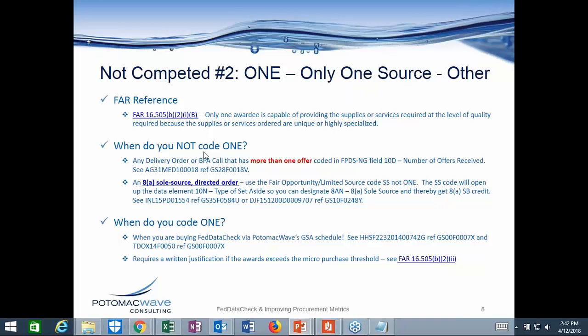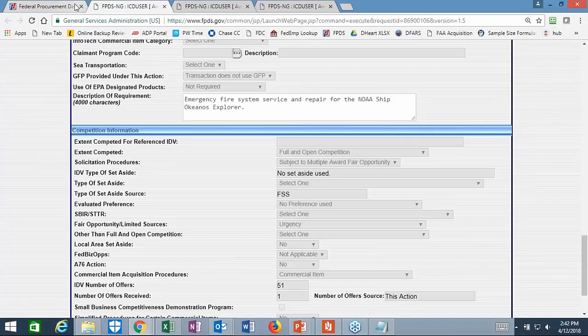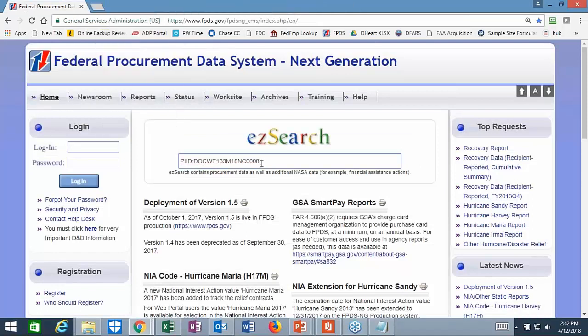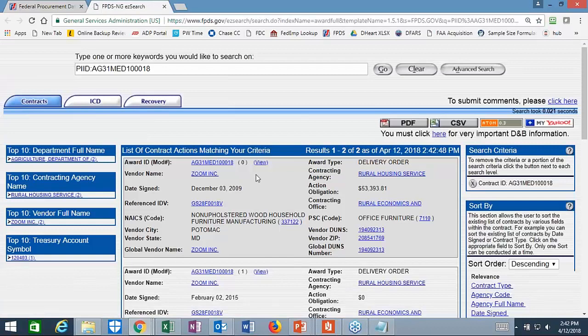Obviously, you don't code 1 if you get more than one offer on the BPA or call. That would be a miscode. We looked at urgency, maybe you can get more than one offer. It seems unlikely, but I suppose it's possible. But on 1, we just said it: only one vendor was uniquely qualified for it.